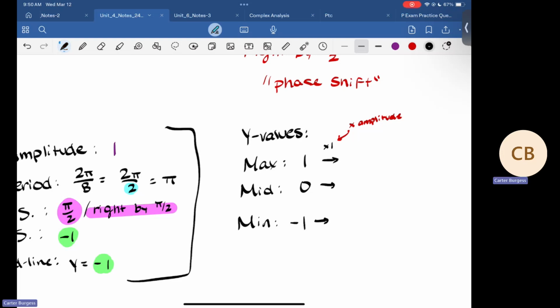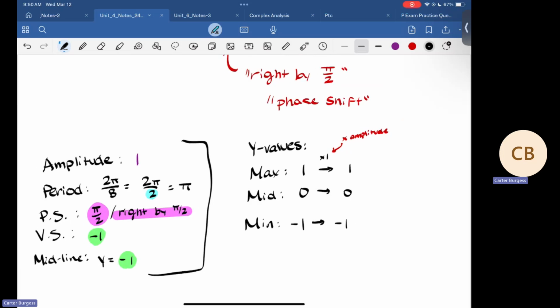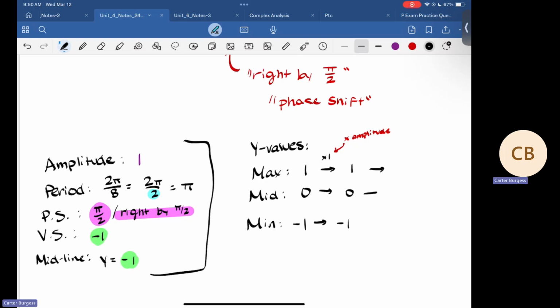Which doesn't move us, right? 1 is still 1, 0 is still 0, negative 1 is still negative 1. What is the other vertical transformation that we have going on here? We are going down by 1. And so let's apply that transformation.